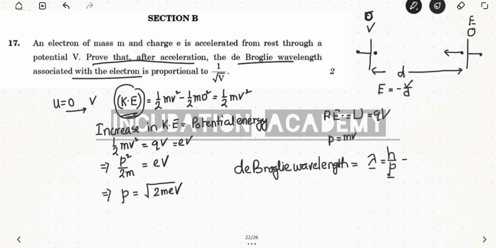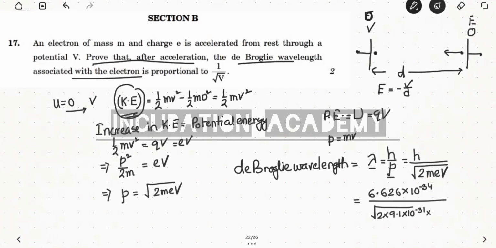So lambda is h divided by root over 2 m e V. What is the value of h? 6.626 into 10 to the power minus 34 joule second. Mass is 9.1 into 10 to the power minus 31 kg. Charge of electron is 1.6 into 10 to the power minus 19, all under the root, multiplied by 1 divided by root over capital V.